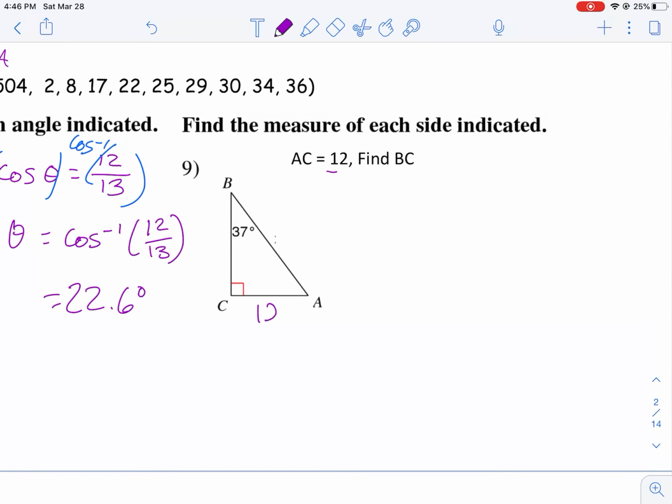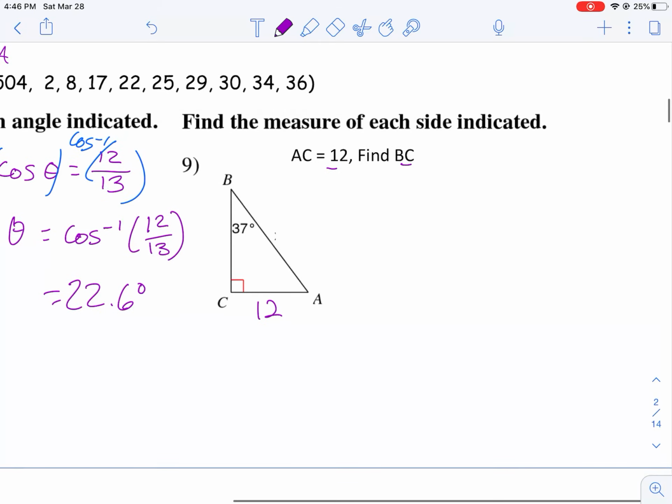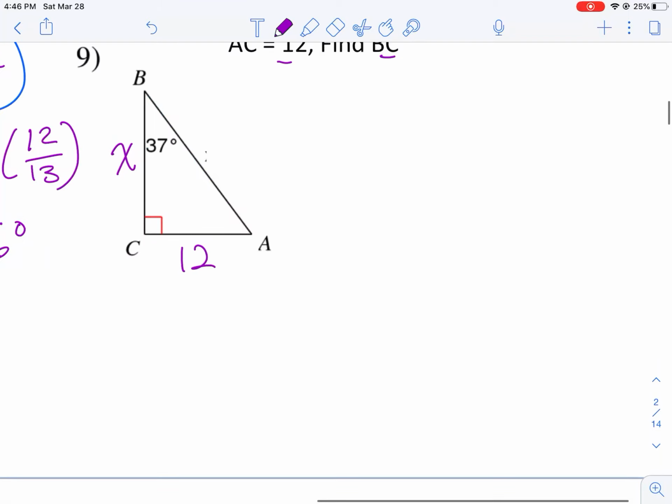If you see here, it tells us AC equals 12 and asks us to find BC. So we want to find this. Again, we look at the triangle. We have an angle, a side, and another side. It's going to be helpful to focus on this angle and think about what sides I have or am interested in. So 12, how is this 12 related to the 37? Hopefully you said it's opposite. Hopefully you're saying the hypotenuse is here and the adjacent side is here.